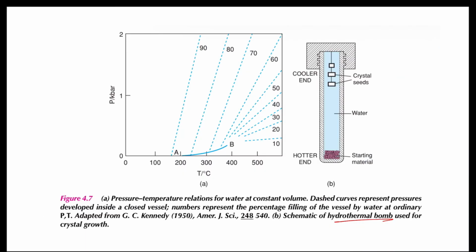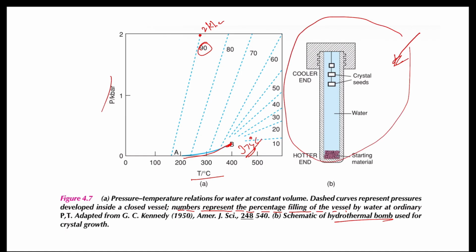As simple as that. This one particular graph is important to understand this hydrothermal process of making solids. This is the temperature versus pressure plot, and what are these dotted lines representing? They represent the vessel that we are using, the hydrothermal bomb, and what percentage of it is filled with water. The volume is kept constant. If it is filled 90%, as the temperature increases, the pressure is just around 2 kilobar. And on the curved line, this point B represents 374 degrees Celsius, the supercritical point.